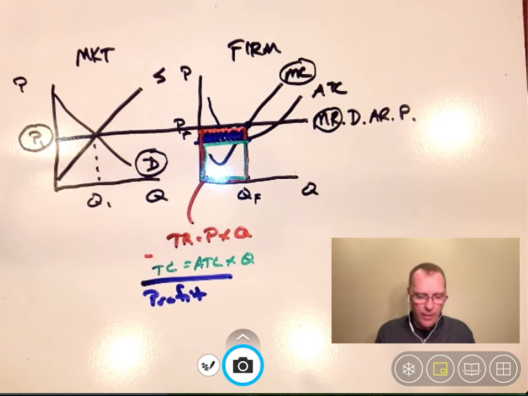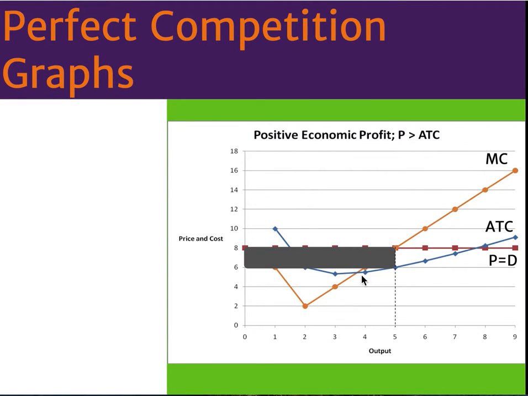Now, you don't have to do it that way all the time. You can just go to where your MC equals MR, come down to your average total cost, square that over, and you're going to be able to see what your profit is. All right? So, as you're looking at the rest of this, this was a profit. My price was greater than my average total cost. You can see MC equals MR greater than ATC. Square that in. You're going to get yourself a profit.